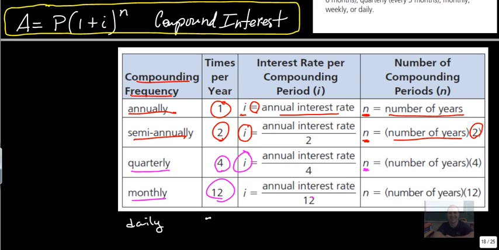Anyways, daily is 365 times a year. And I is the interest rate R divided by 365. And N is 365 times the number of years. Okay, pretty straightforward, right?